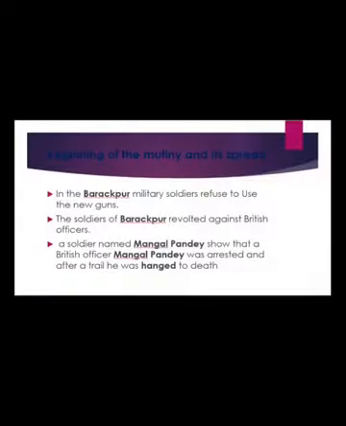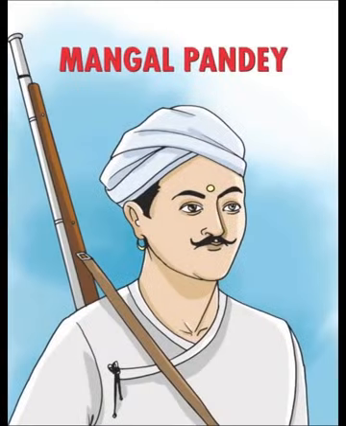This rumor caused a lot of unrest among the Barrackpore military soldiers. When the soldiers were directed to load the bullets into the gun by chewing off a part of the bullet, the soldiers refused to do it. The soldiers of Barrackpore revolted against the British officers. A soldier named Mangal Pandey shot dead a British officer. Mangal Pandey was arrested and later he was hanged to death.